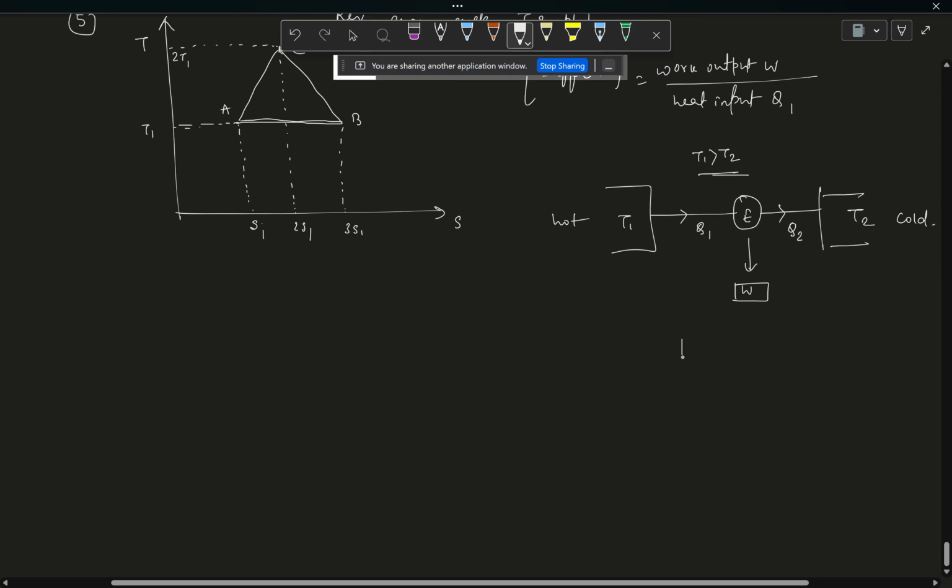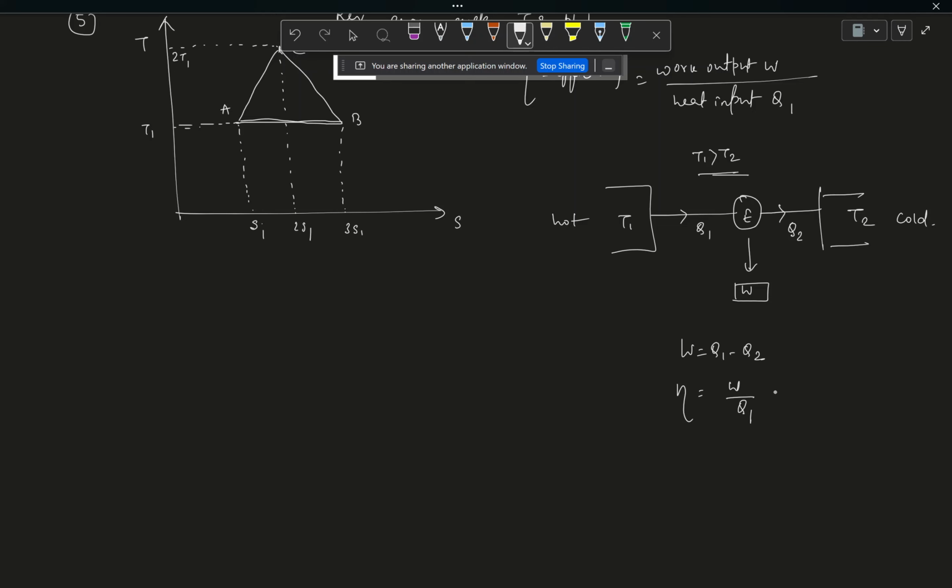So in this case your work done W is nothing but Q1 minus Q2, and your efficiency is W by Q1. If you know your work done, then Q1 can simply be W plus Q2. So W by W plus Q2.